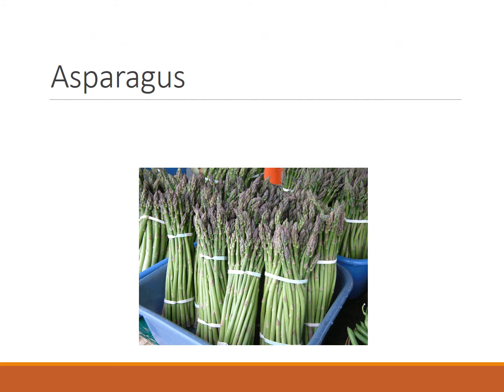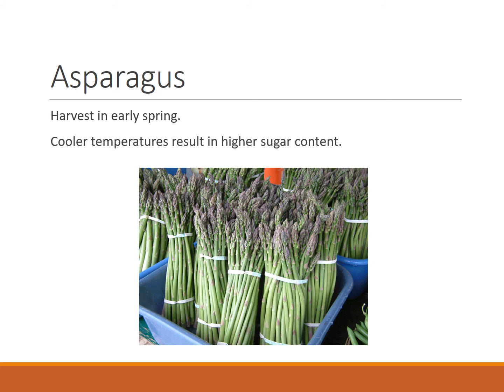So let's see how this translates into the production of a few example crops. If we're thinking of asparagus, they say the best time to harvest asparagus is in the early spring, and that's because the cooler temperatures that occur during the springtime are going to result in a higher sugar content because there's going to be a conversion from starch back to sugar in the asparagus plants.